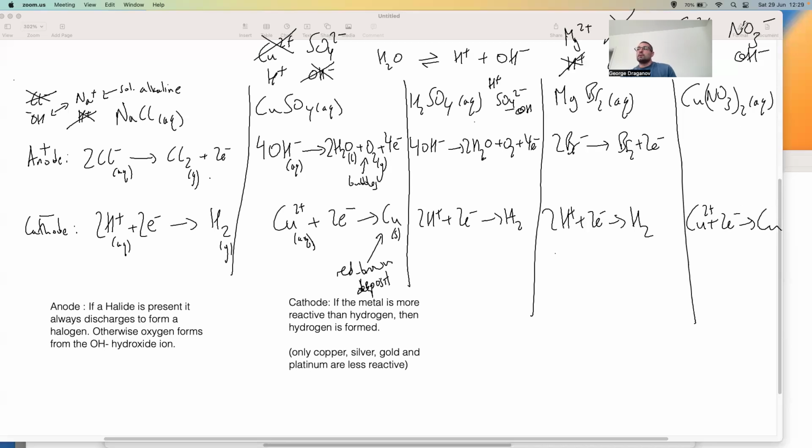Now, the nitrate is not on here, but nitrate is not a halide. So that means the second place team wins, which is the hydroxide. So you get that same long equation of 4OH minus going to 2H2O plus O2 plus 4e minus. And the key thing is that you observe bubbles of oxygen. You're left with H plus and NO3 minus, which means you can form HNO3, which means you're left with an acidic solution behind.